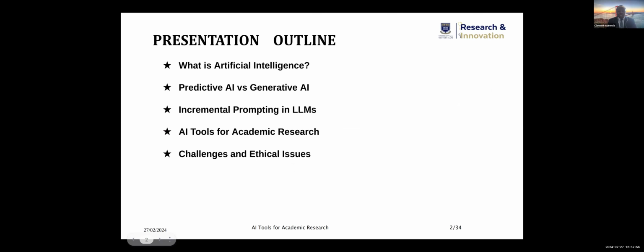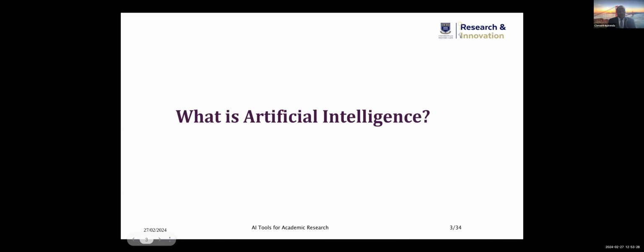So the presentation outline: I will begin by defining what is artificial intelligence, and then I will talk about the issue of predictive AI versus generative AI, and then the issue of incremental prompting in LLMs, and then the AI tools for academic research, and then the challenges and ethical issues. So to start, what is artificial intelligence?